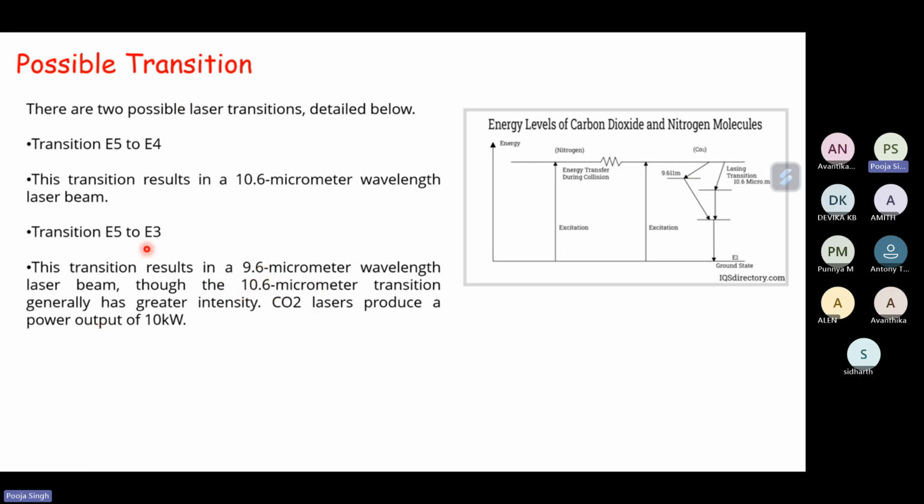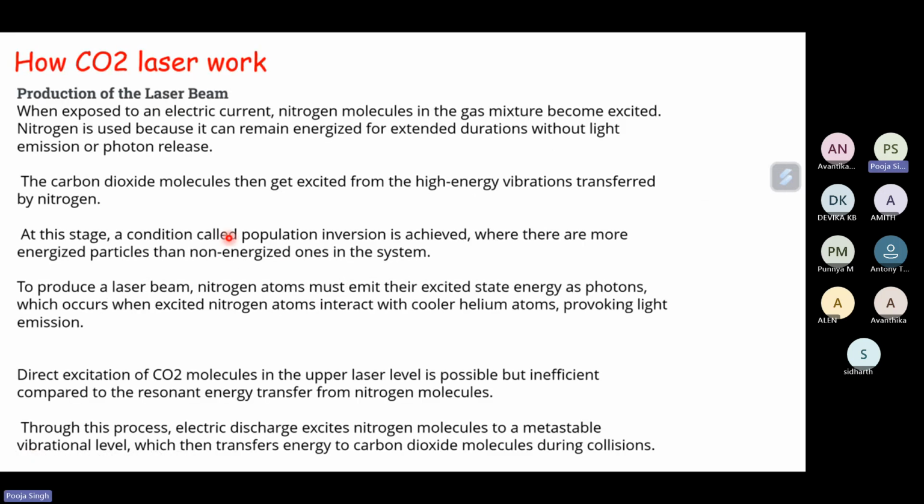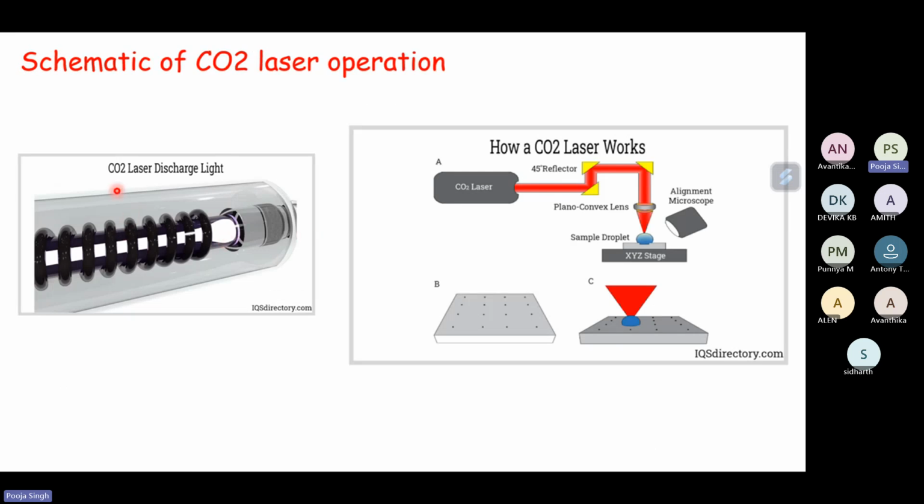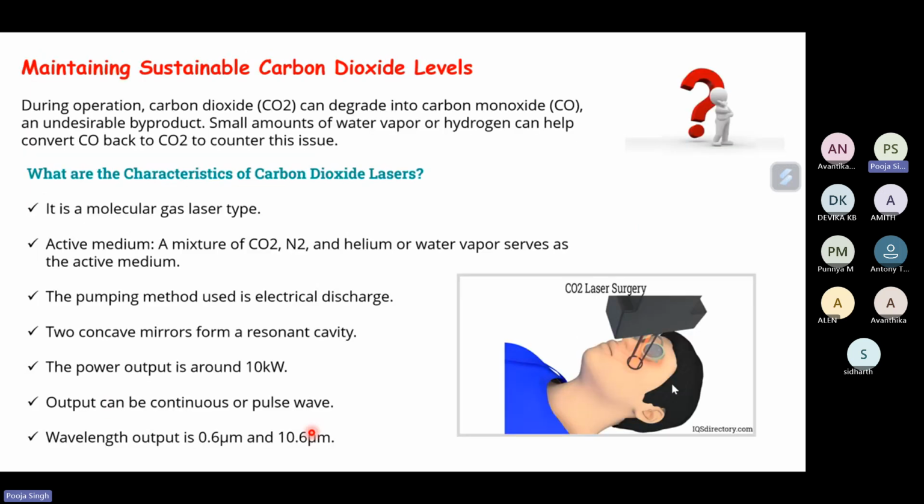A question may be asked in the examination: what is the wavelength of the light emitted from the CO2 laser and from the neodymium YAG laser? So this is the production of the light. This part is not as important. This is how the CO2 discharge looks. You have this round thing, like gas pumping inside, and this is how it comes out from the gas inlet and forms in the XYZ stage, or whatever treatment you want to do. Here you can see in the images that CO2 laser surgery is occurring.